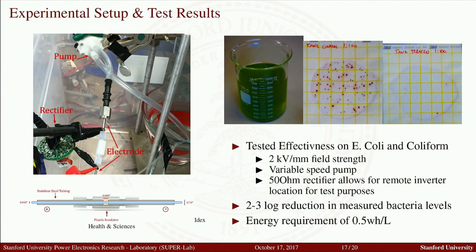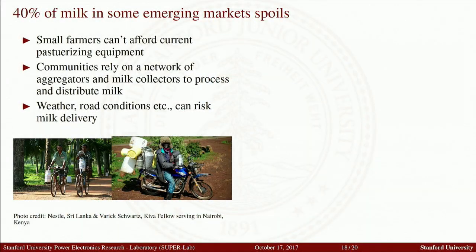But unfortunately, water is not a good commercial idea. So instead, we're trying to see if we can take this to a market that is probably a little more interesting, which is milk. It turns out that about 40% of milk that is produced in rural places actually gets spoiled before it reaches a pasteurizing distribution channel.